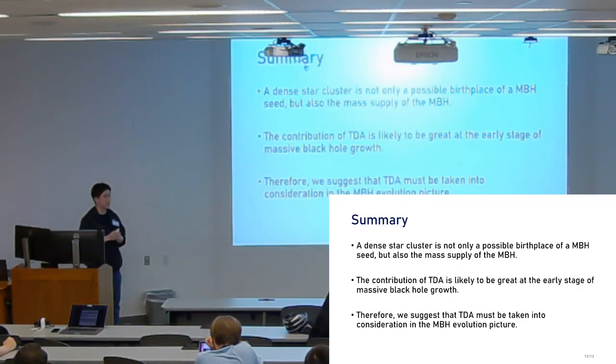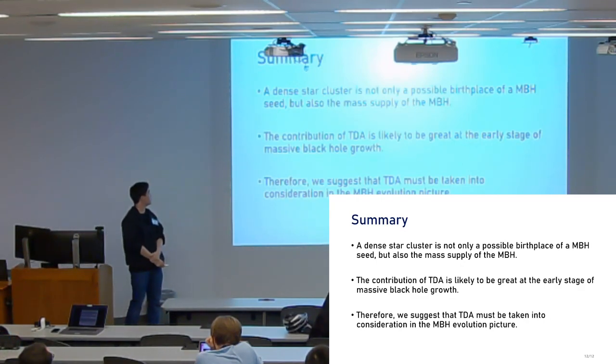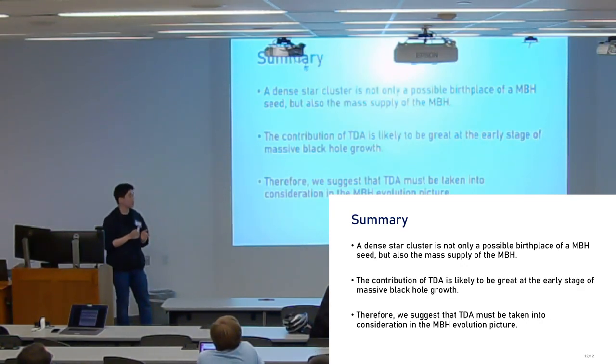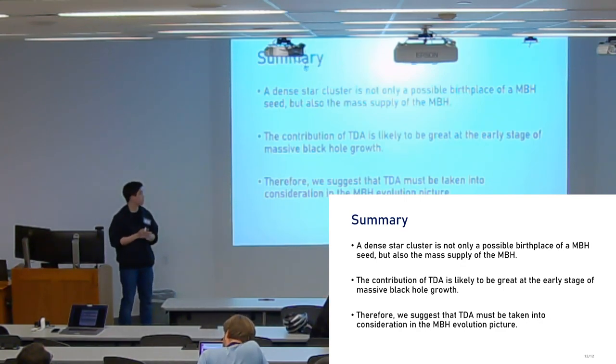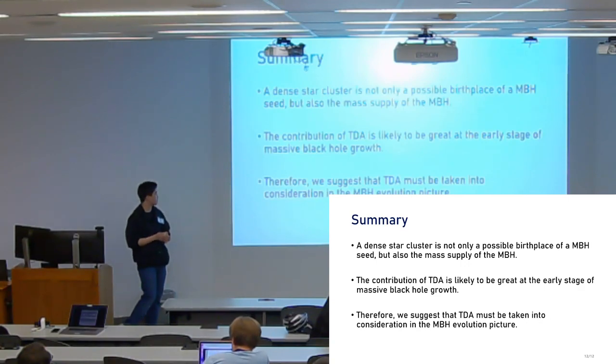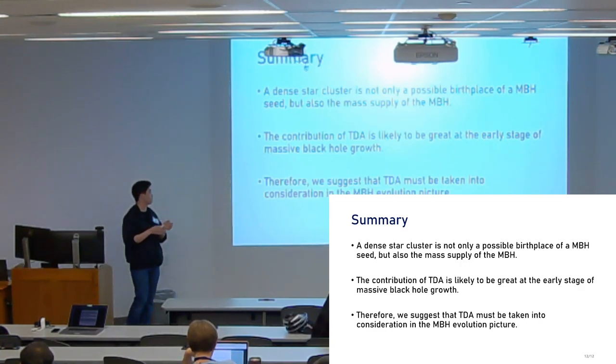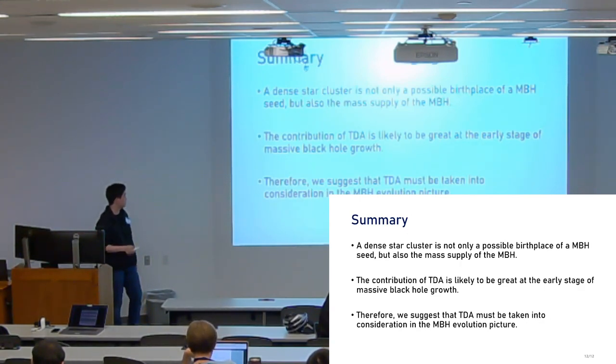So I'll end my presentation by showing this summary. A dense star cluster may be a birthplace of a massive black hole, but it can also be a possible mass supply for the massive black hole. And the contribution of tidal disruption accretion is likely to be great, especially at the early stage of the massive black hole. As you remember, the tidal disruption accretion rate increases, and then at a certain critical mass, it drops. Therefore, we suggest that tidal disruption accretion must be taken into consideration in the massive black hole evolution picture. Thank you for listening.